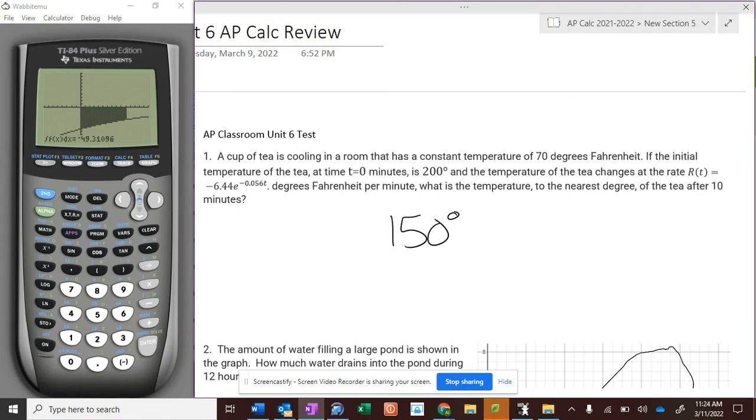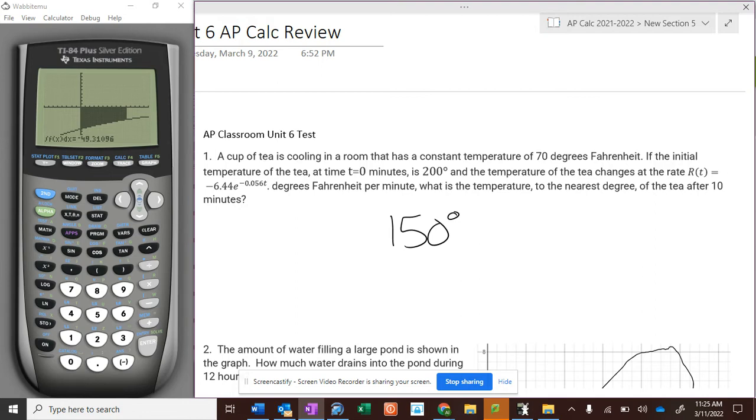Wait, from 0 to 10? 0 to 10. Mine says negative 51. Yeah, mine's negative 50. Mine's negative 49. I think mine's off. It depends on what your window is set at. So it all depends on your window, but basically it's about 50, right? Yeah. And it's AP, so it's multiple choice, and then the answers will be like 150, 175, like 50 degrees. So they'll be separated by enough where you know this is the answer.